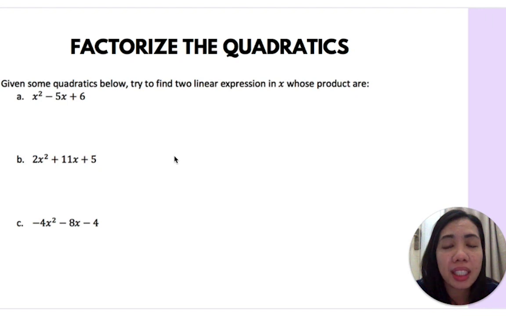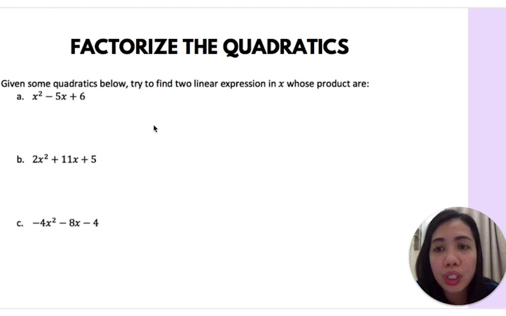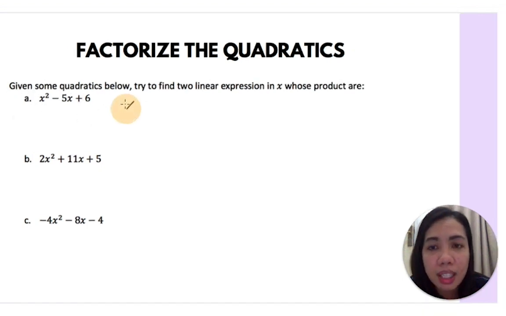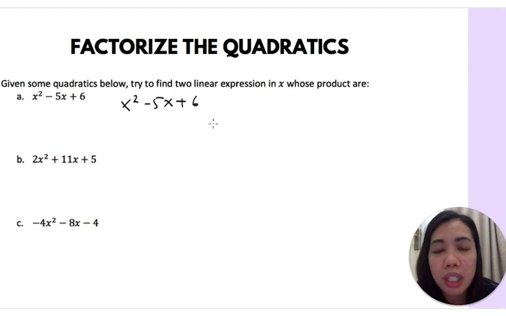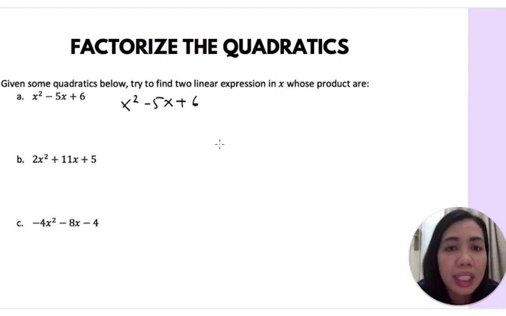Okay, in this video we're gonna learn further how to factorize the quadratic. Actually, there are like 3 ways how to factorize the quadratic, but in this learning video we're gonna try to transfer this quadratic expression into two linear expressions in x. Okay, we're gonna start with number a, x squared minus 5x plus 6. From this quadratic expression, we're gonna turn this into two linear expressions.